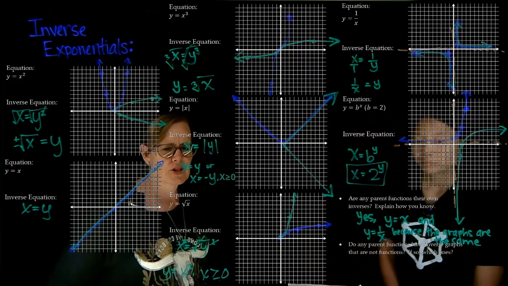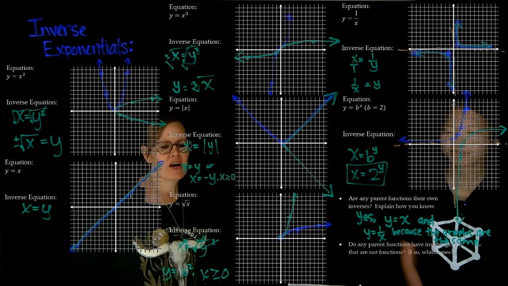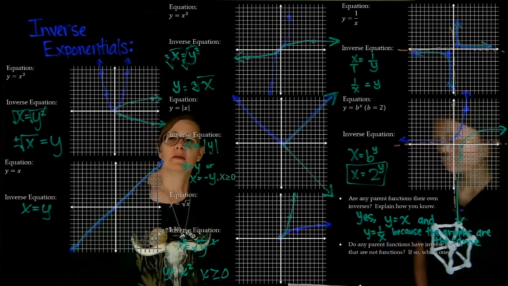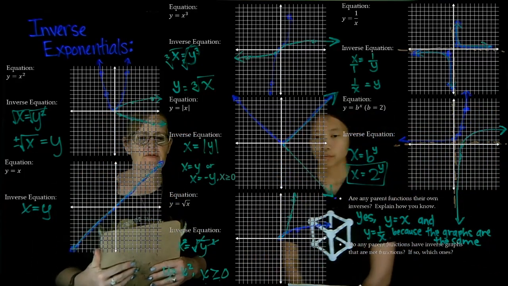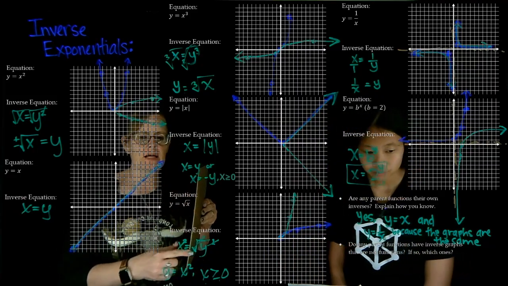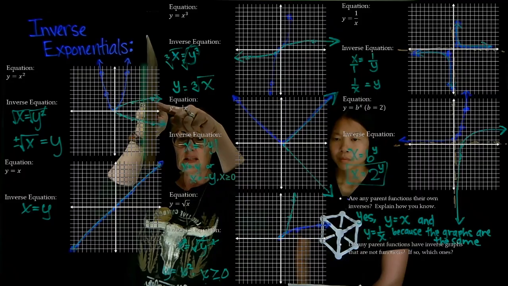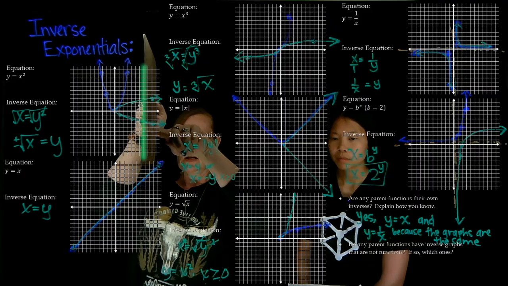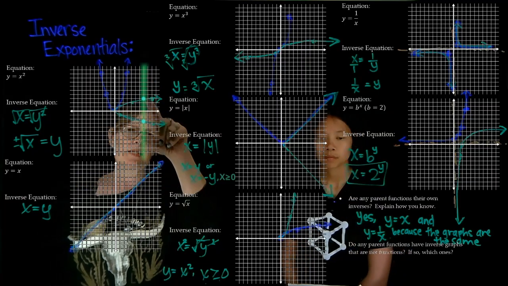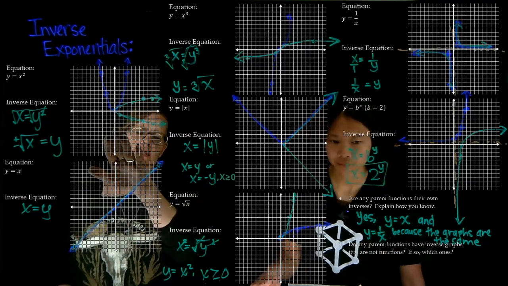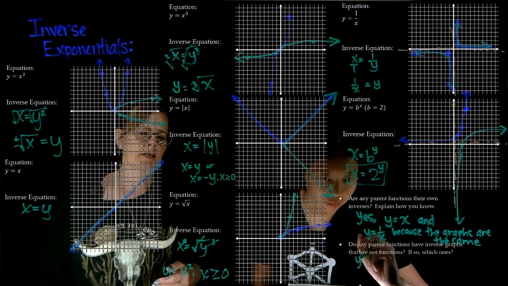Our next question says, do any parent functions have inverse graphs that are not functions? If so, which ones? So let's look and see if there's ones that aren't functions. Remember, when we're determining a function, we do the vertical line test. So if I look at this inverse and I'm looking at the green, you can see that I'm touching my green in 2 spots if I draw a vertical line. So that vertical line test tells me that this inverse is not a function. So the y equals x squared inverse is not a function.